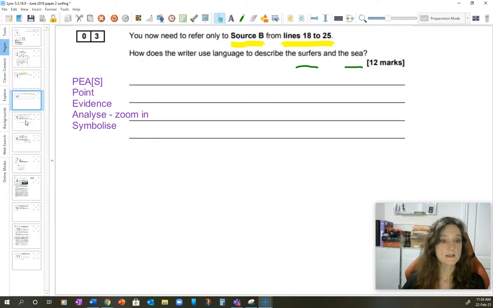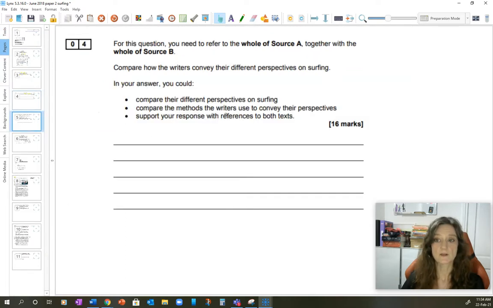Okay, so let's go back to question 4 now. Yeah, like I said, this is a tough one. For this question, you need to refer to the whole of source A together with the whole of source B. It's a lot of reading, but hopefully by the time you come to question 4, you'll know those sources quite well.